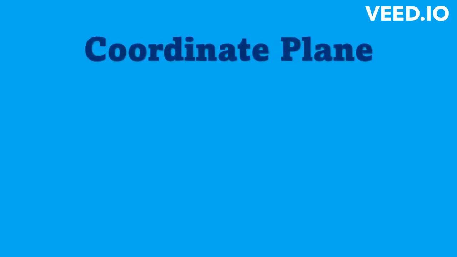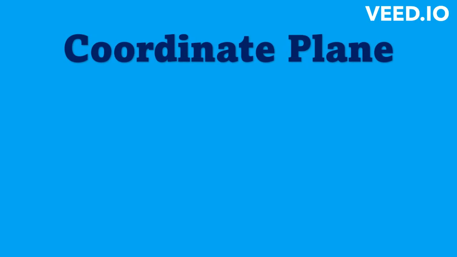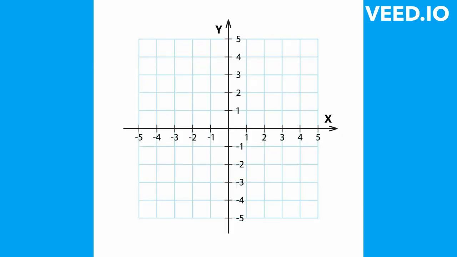We have discussed the coordinate plane. This is how we represent the coordinate plane. We have an x-axis here, which is the horizontal axis. We have the y-axis, which is the vertical axis. They both intersect, they both meet at 90 degrees. They are perpendicular to each other.